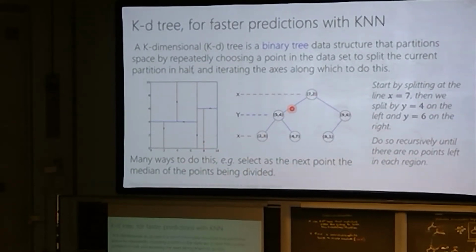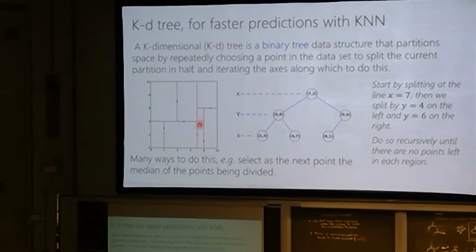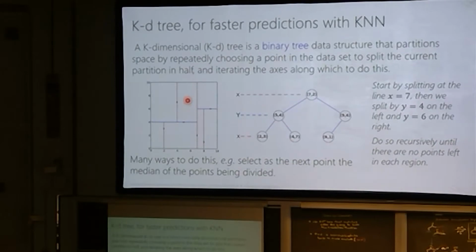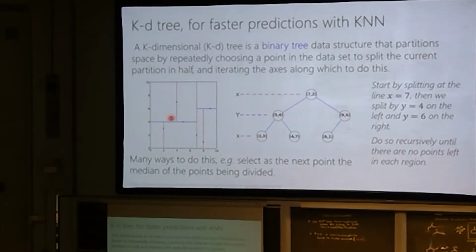That's this red line here, x equals 7. Now you go down and you have 2 leaves in the tree, and each of those leaves corresponds to the right-hand side of that partition and the left-hand side of that partition, and then you just recursively do this. The next one here is 5, 4, which should be in this direction, and it should be at 5. Then we split by y equals 4. Right, sorry, this one here. I'm trying to think, what is that 5 doing there?